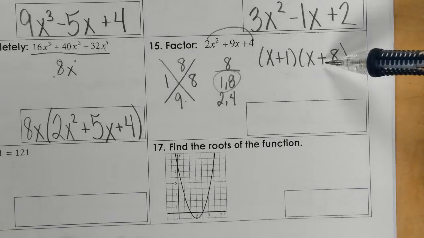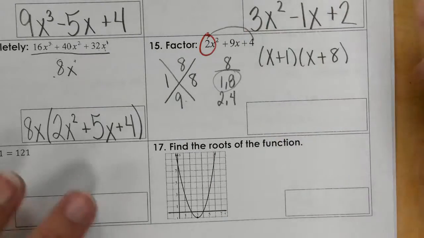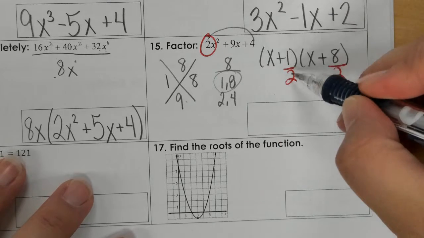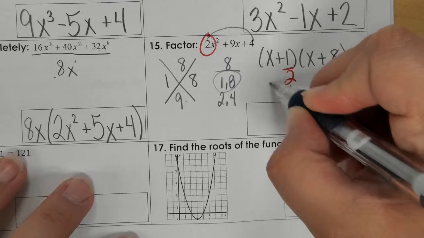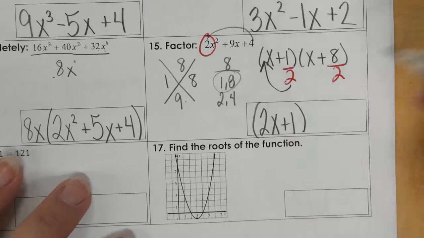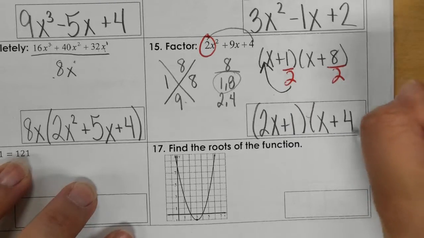But I'm not done factoring because this is bottoms up. And this number in front of x squared is bigger than 1. So I have to divide by 2. But I can't divide by 2, so I bring the bottom up. And then here I can divide by 2, so I have 4.